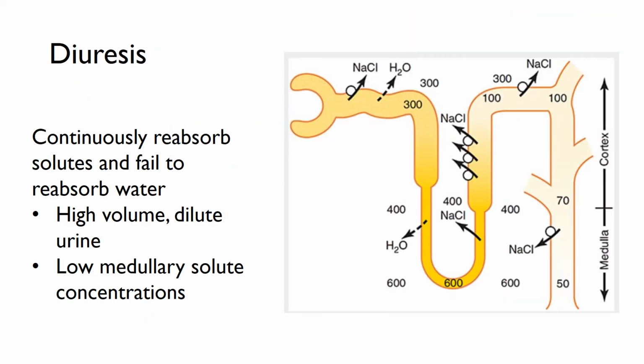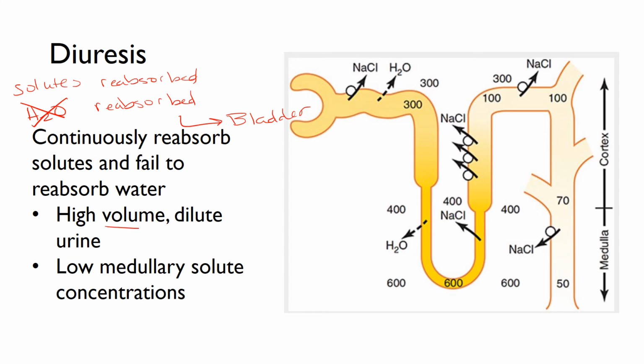The first one is diuresis. The definition of diuresis, technically, from a physiologic standpoint, is that you are continuously reabsorbing solutes, but no water is reabsorbed. Meaning, where is all of your water going? Well, water, if it's not being reabsorbed, is just going to go to the bladder. So in this case, you would have a high volume, very watery, dilute urine.